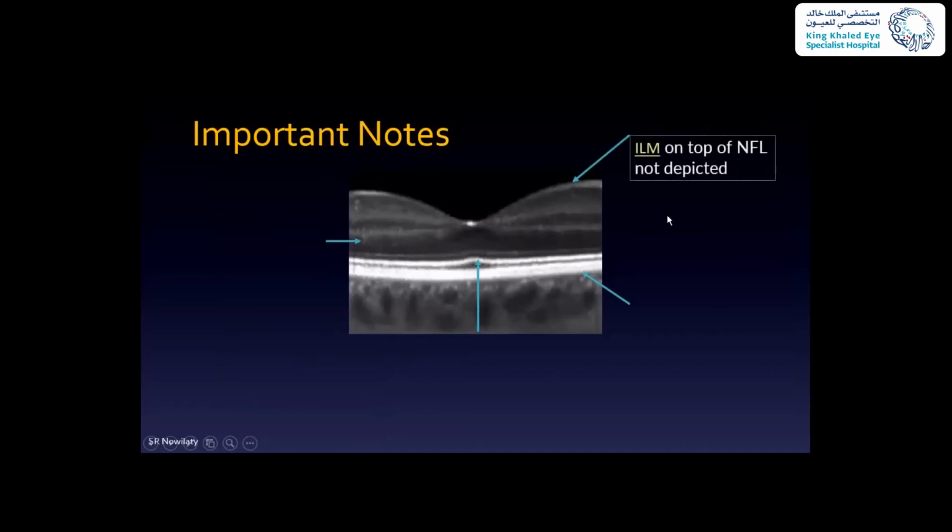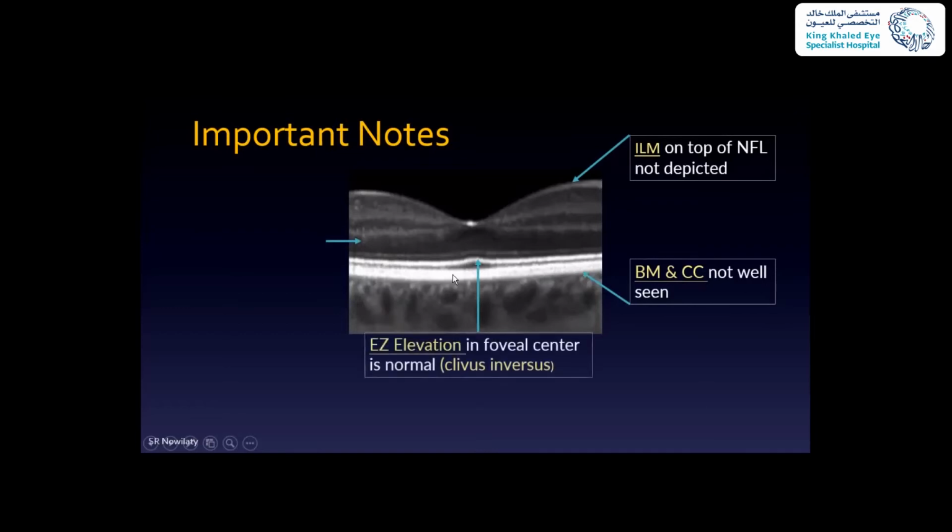And what are the important notes that you should remember? The ILM, on top of the nerve fiber layer, is not seen except if it's thickened or wrinkled. Again, I say it again, the Bruch's membrane and the choriocapillaris, you cannot really identify them from the RPE at all, because the RPE is so hyperreflective that you cannot see them. You only see them when the RPE detaches itself. Okay, this area here under the fovea is an ellipsoid zone elevation. It's called clivus inversus. This is normal. It depends on the anatomy of the retina. This is a normal anatomical variation.